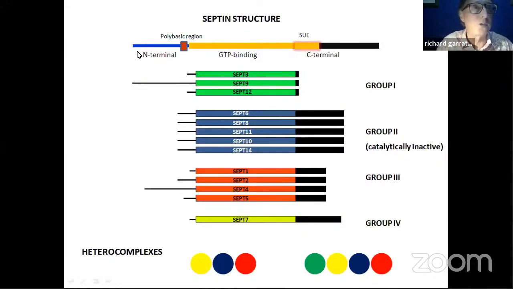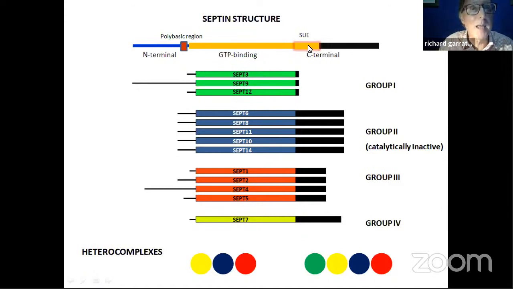The polypeptide chain is sort of stretched out and being shown schematically. So basically, a septin has three regions to it, what we call domains: an N-terminal domain, which includes what is called a polybasic region. I'll come back to that in a minute. In other words, it's a region full of basic positively charged residues, arginines and lysines.